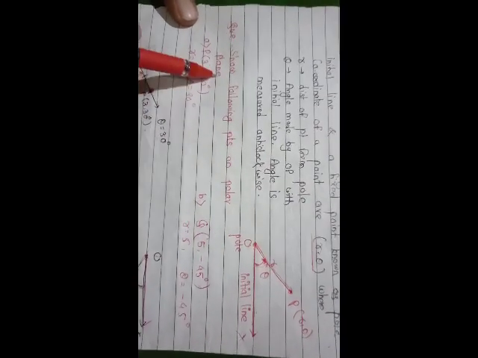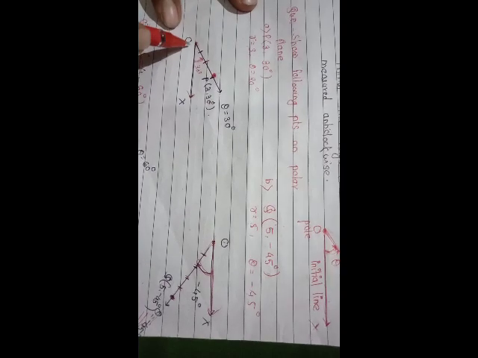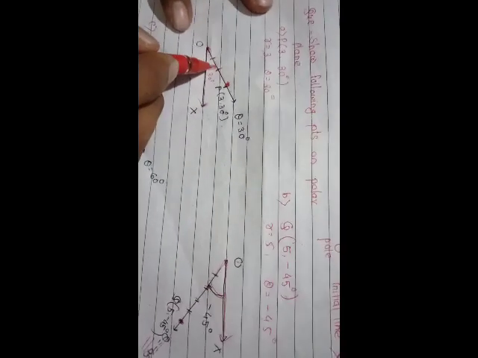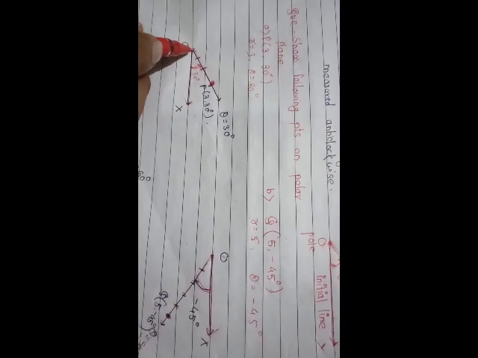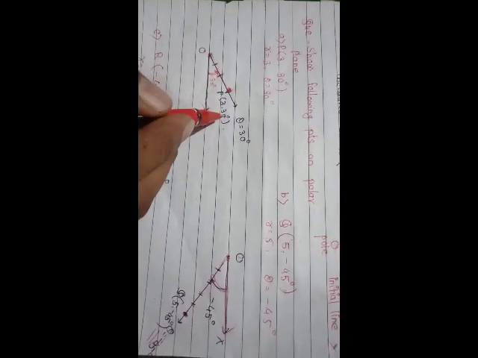The question is: show the following points on the polar plane. First point, P(3, 30 degrees). So r equal to 3 and theta equal to 30 degrees. Draw the initial line, then draw a line theta equal to 30 degrees, the line which makes an angle of 30 degrees with the initial line, and on this line take distance r equal to 3. Start measuring distance from the origin, the pole. So 1 unit, 2 units and 3 units. So this is the point P(3, 30 degrees).